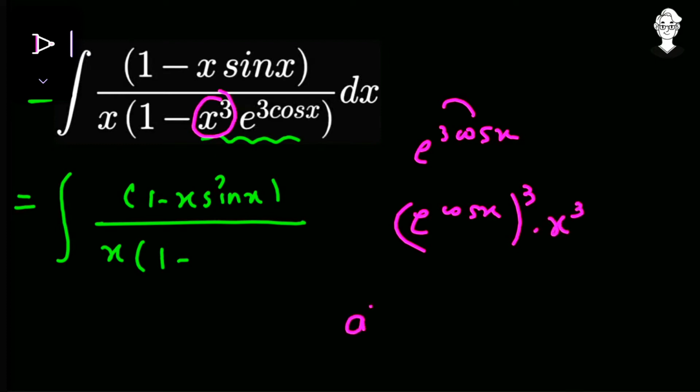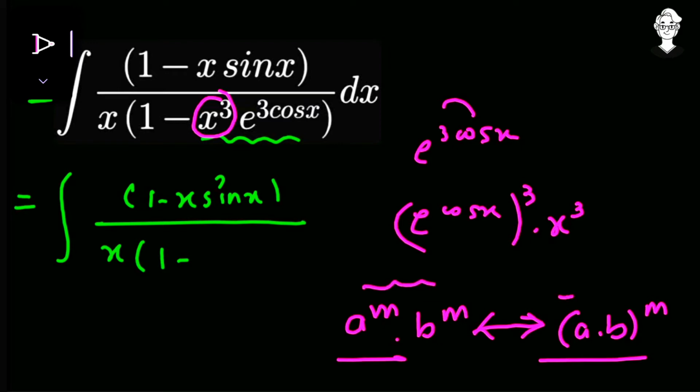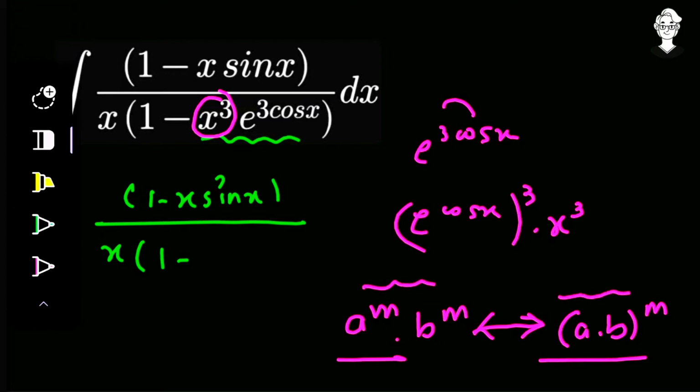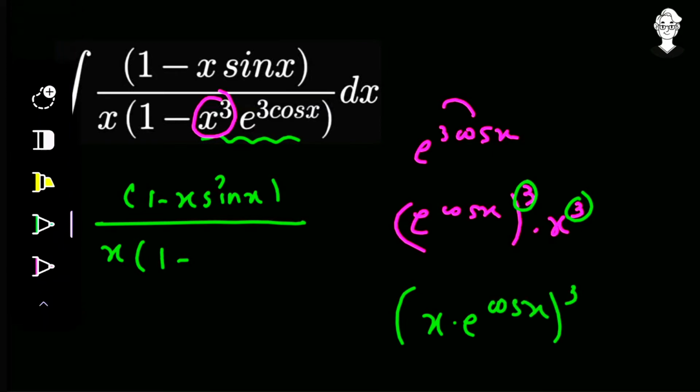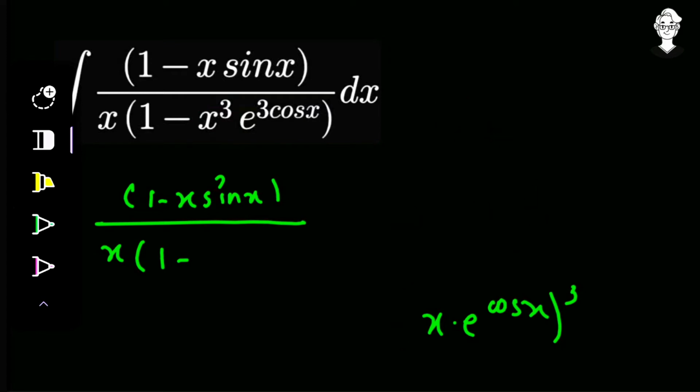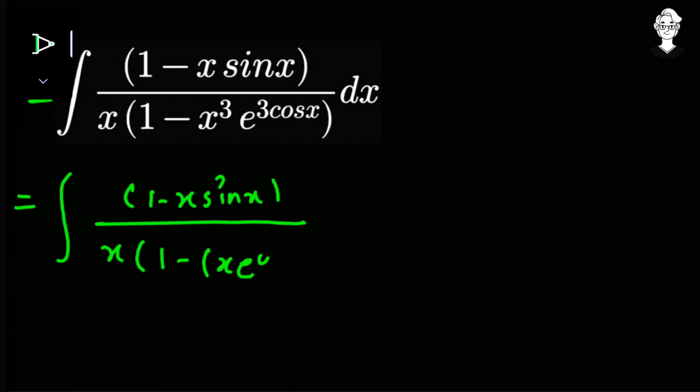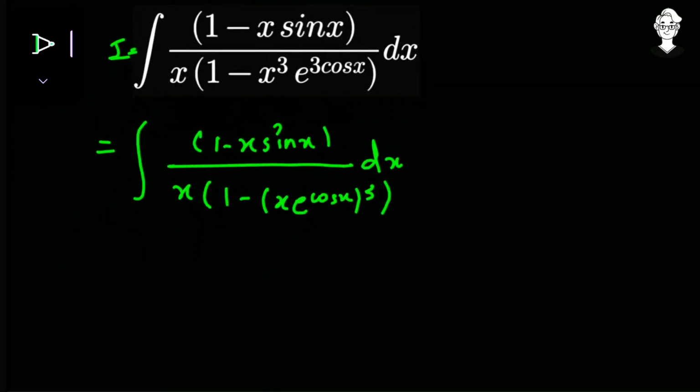Now another rule: a to the power m into b to the power m is equal to (a into b) to the power m. Either this can be written like this or like that. Similarly, over here both of them have a common power, which is 3. So it can be written as x into e to the power cos x, with the common power 3. So instead of x cube e to the power 3 cos x, I can write x e to the power cos x, the whole cube. So let us write that: x e to the power cos x, the whole cube, bracket close, with respect to x.